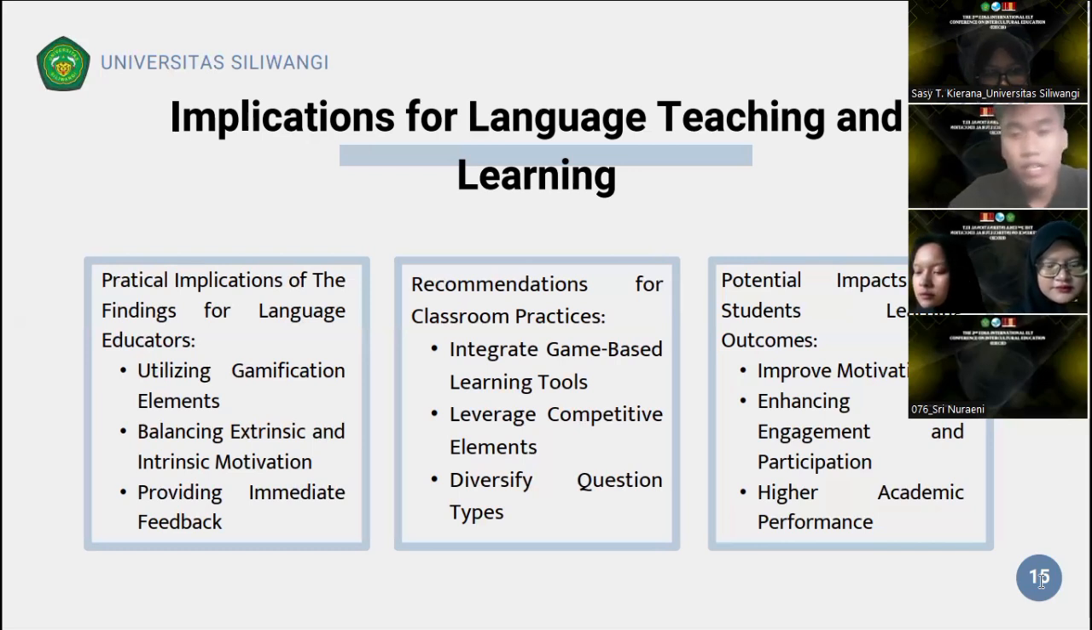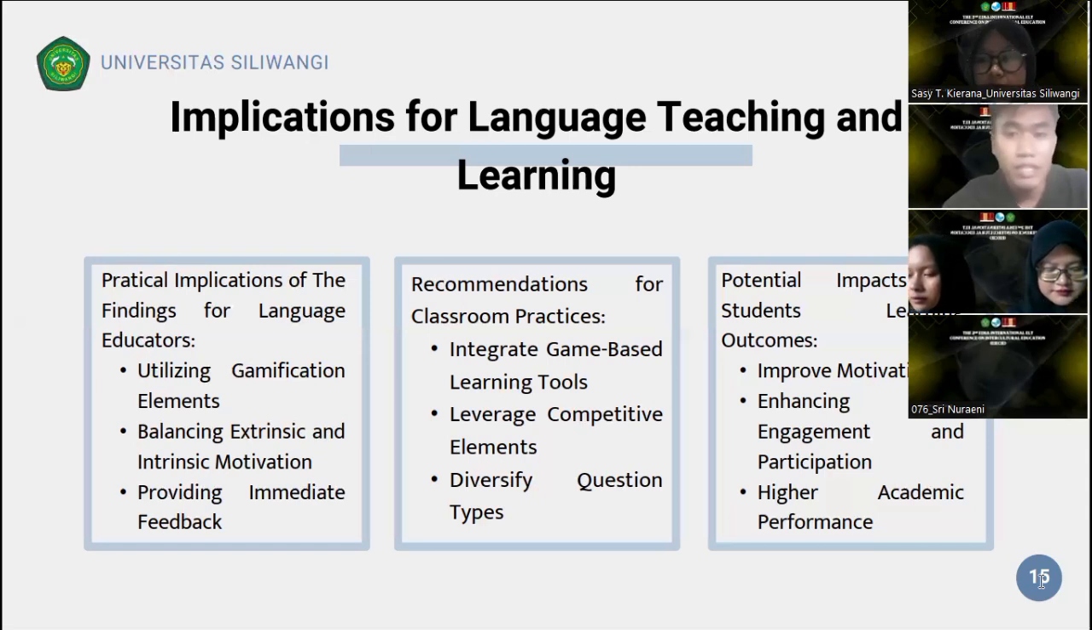And then the next one is potential impacts on student learning outcomes. The first one is, of course, improved motivation. So the combination of intrinsic and extrinsic motivation can significantly boost students' motivation to learn. Intrinsic motivations are driven by interest and enjoyment, and extrinsic motivations fueled by rewards and competitions can lead to sustained effort and persistence in learning tasks.